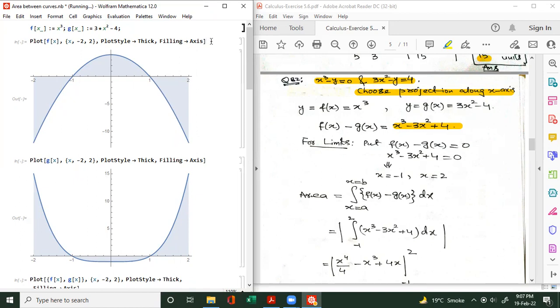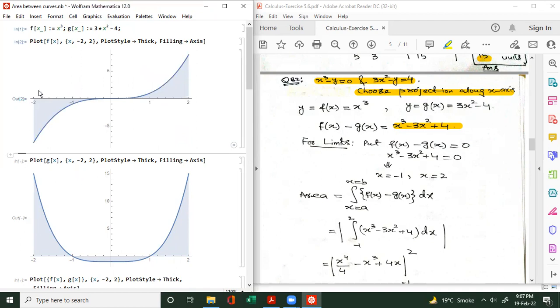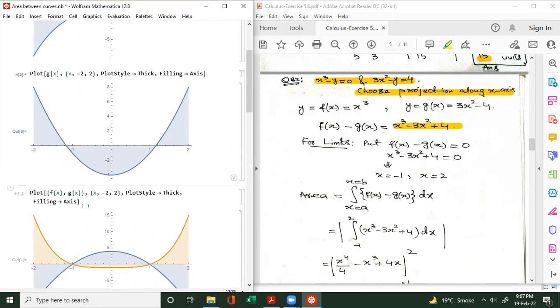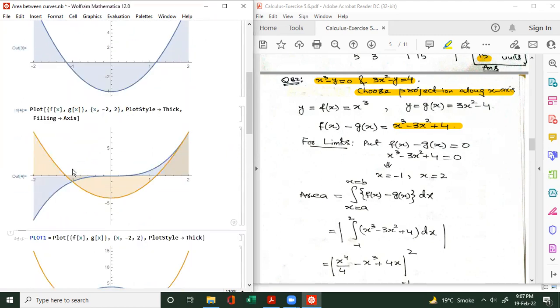After that, this is the plot of the first function, the area between the x-axis and that curve. Now plot g of x. Now plot these two functions combined. But actually we need to find the area that is enclosed or bounded by these two curves. That starts from -1 and ends at 2.